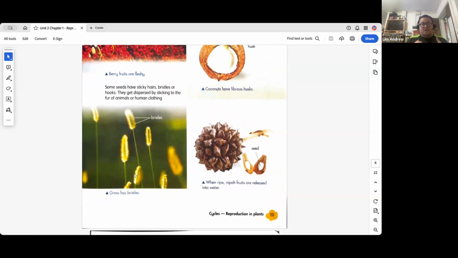humans or animal involvement, whereby some seeds have sticky hair, so they will get stuck on the hands of humans or the legs of animals, and when we walk away, as time goes by, the seeds will fall off onto a new location.